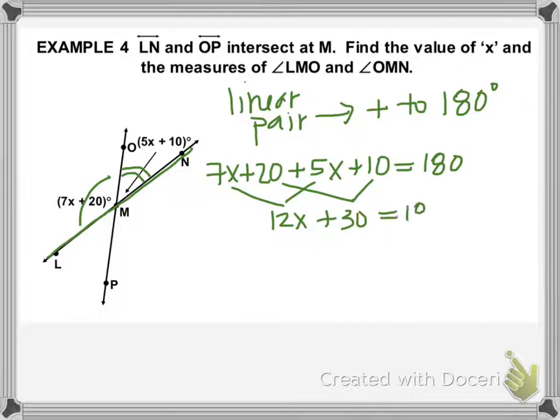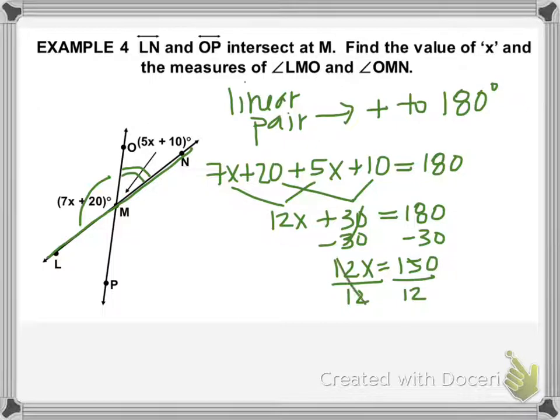That equals 180. Now I'll move my constants to the right. I'm going to subtract 30 from both sides. So 12x equals 150. And then I'll divide both sides by 12, my coefficient. So x equals 12.5. So there's my value of x.